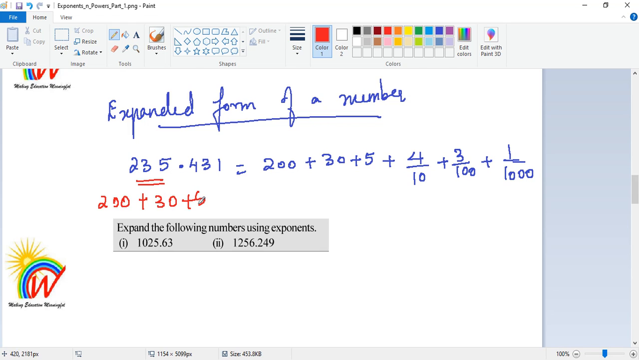This is how it's usually written. But then when you have a decimal point, you will write the decimal. So the number after the decimal point will be written as 4 by 10 plus 3 by 100 plus 1 by 1000. Okay, and it will go on.